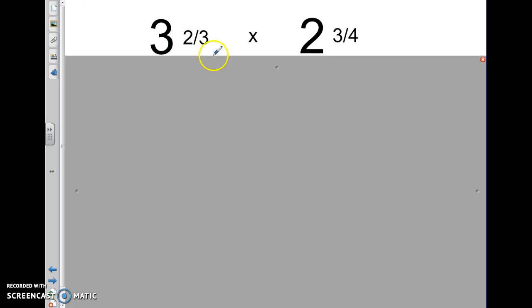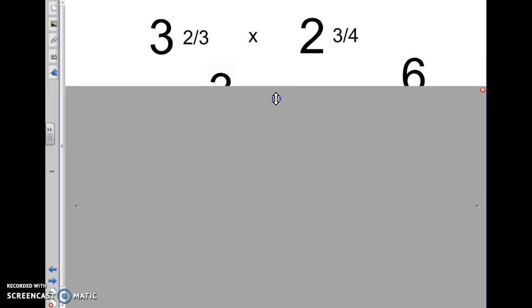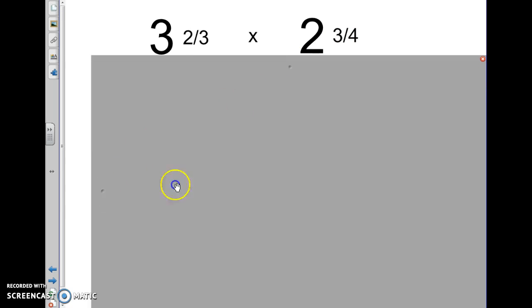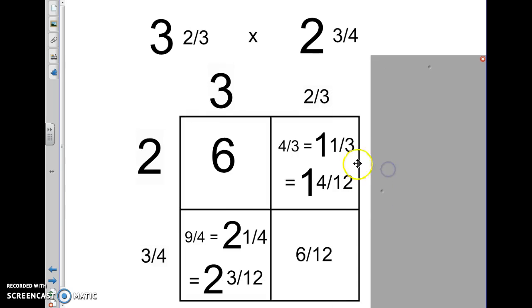Okay, so we've got 3 2/3 times 2 3/4, and I'm just going to really quick move through this. So, actually, hold on. I'm going to move this way. So, we remember broke up the 3 2/3 into 3 on this side, 2/3 here, and then 2 3/4, got the 2 and the 3/4 down here. Multiplied across, so we got 2 times 3 is 6. 2 times 2/3 is 4/3, which is the same as 1 1/3. I'll get to this part in a minute. 3 times 3/4 is 9/4, which as a mixed number is 2 1/4.